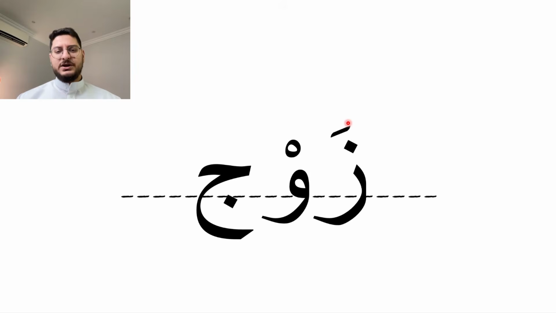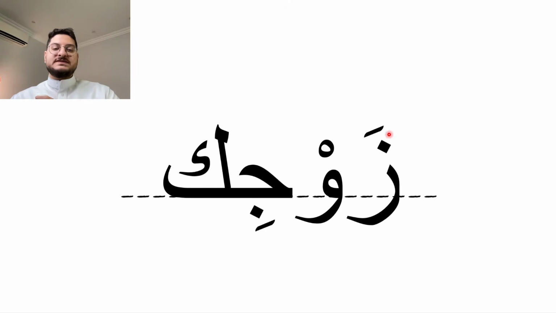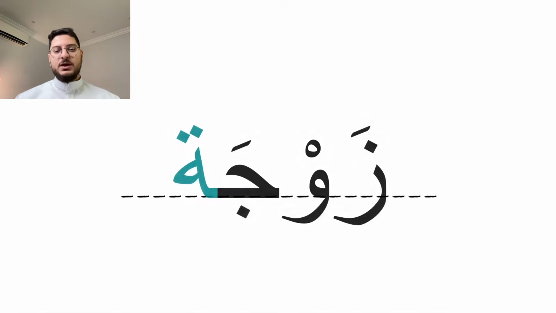طيب, the next word, zawj. Zawj means husband. How would I say your husband? I would add the ik at the end. So it becomes zawjik, which is your husband. What about this one?